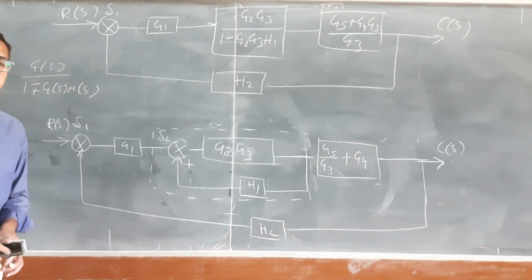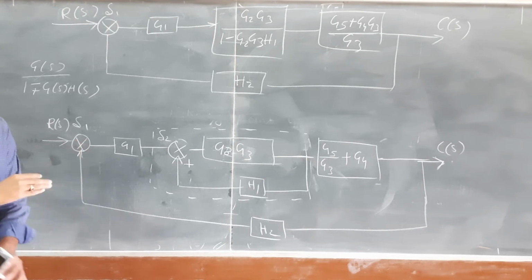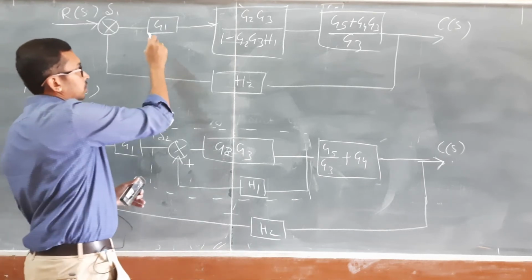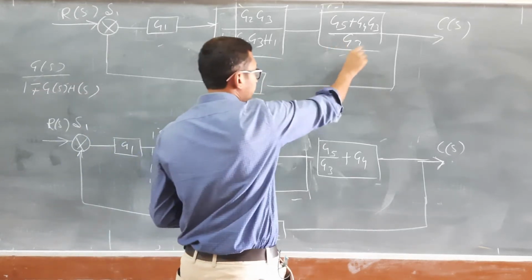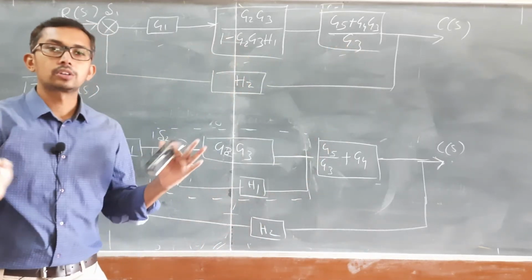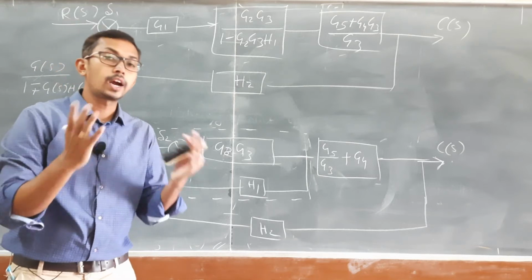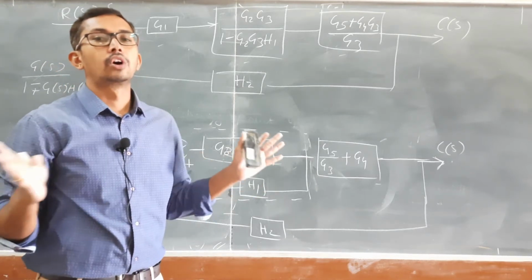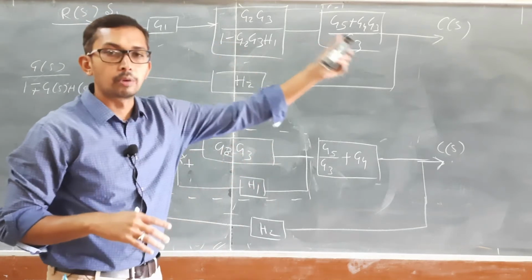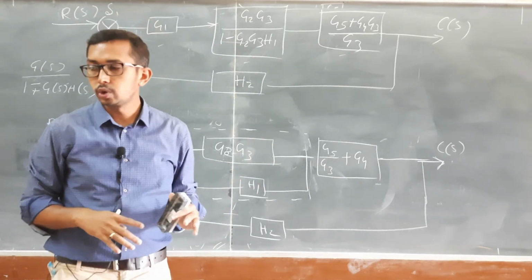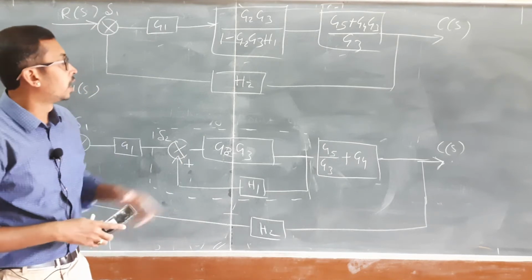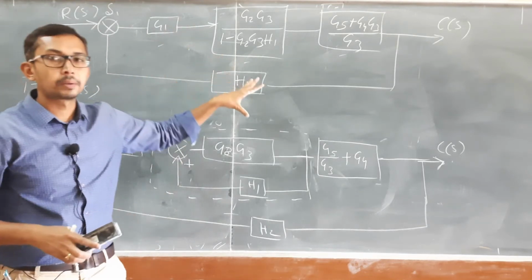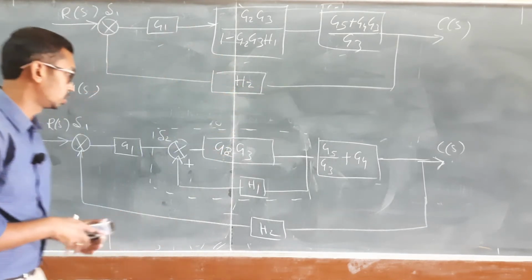What is the next step? Identify the blocks which are in series. Now how many blocks are in series? These three blocks, this one, this one, this one. These three blocks are in series. What we have to do? We need to do the multiplication of all these three blocks. Then we are going to get another block, and after that we need to apply the minor feedback loop. So let us do that.